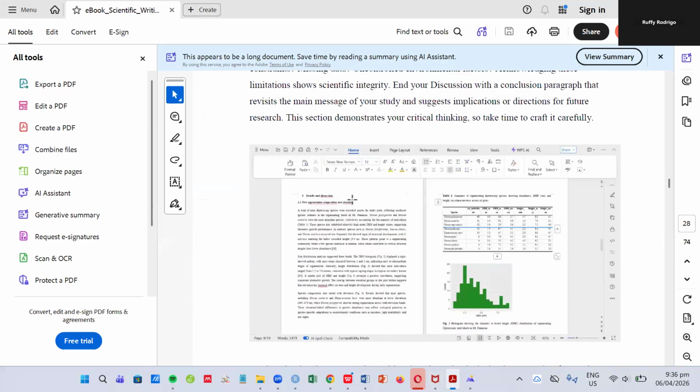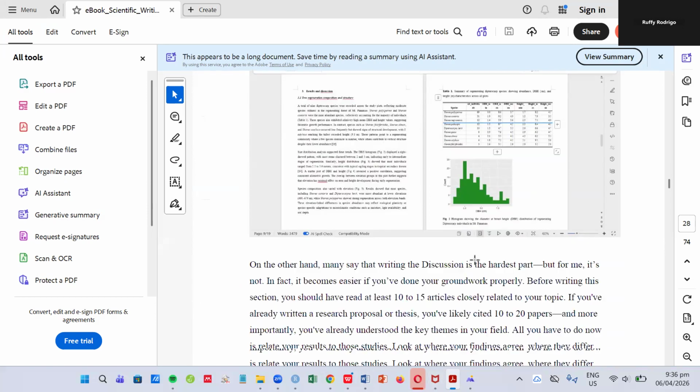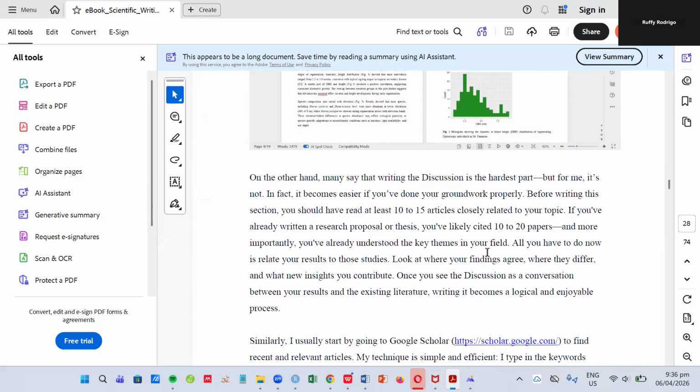Because I already had the results, I just wrote the discussion. Many say that writing the discussion is the hardest part, but for me, it's not. In fact, it becomes easier if you've done your groundwork properly before writing the section. You could have at least read 10 to 15 articles. Basically, you read your papers, so you know that this one did that, and this one did this.